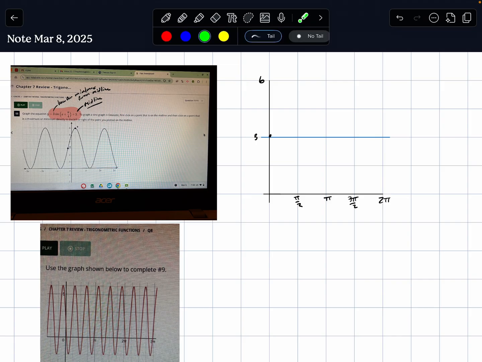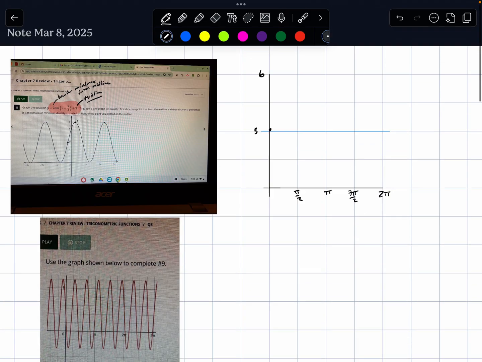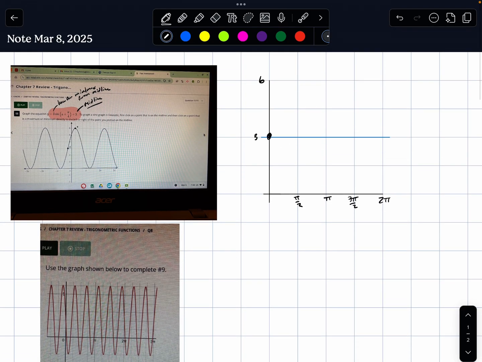And the reason why I graph these points specifically is, like I tell my students, these are the quote-unquote fun points. Something fun happens. It's either a maximum, a minimum, or it crosses the midline. So it starts at the midline for sine, hits a maximum, crosses the midline, hits a minimum, and then hits the midline back.